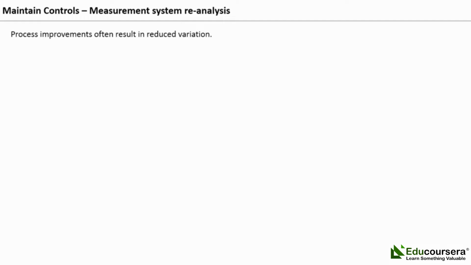Process improvements often result in reduced variation. With an increased understanding of a process, variation that previously was considered to be random or chance-caused variation can be reduced. Continuous improvement efforts resulting in reduced process variation may require a re-evaluation of the measurement systems.